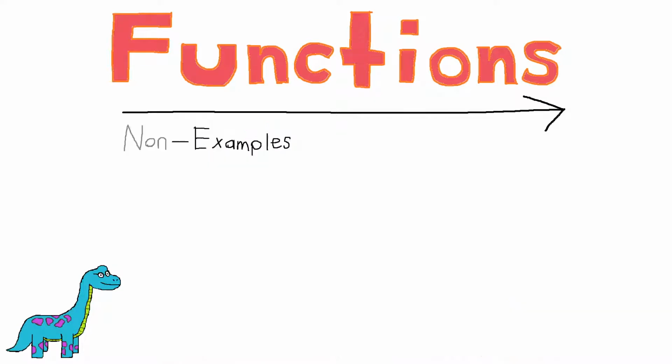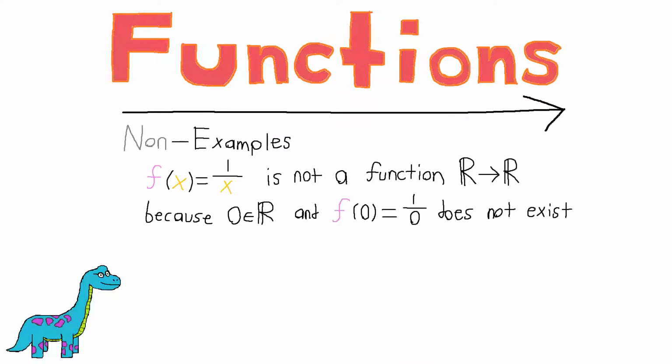Let's go over some examples of what functions aren't. 1 over x is not a function from the real numbers to the real numbers because it's undefined at 0. When x equals 0, f of 0 is equal to 1 divided by 0, which does not exist. So we see this relation fails the existence property. It's worth noting that if we instead redefine the input for 1 over x as being the real numbers without 0 instead of just the real numbers, then it does become a function.